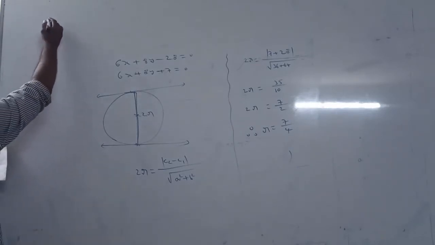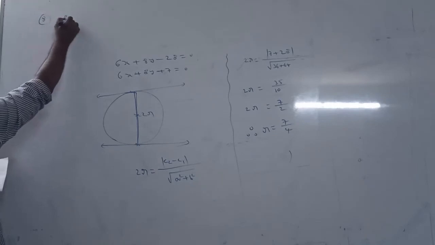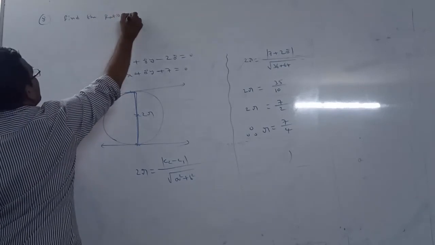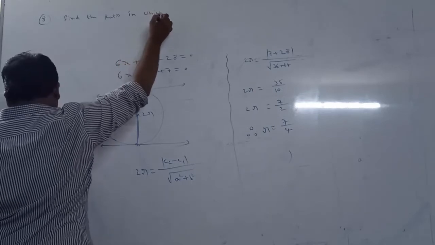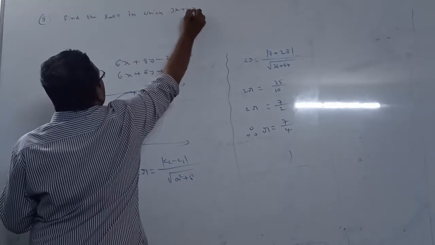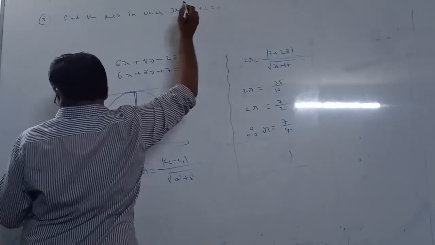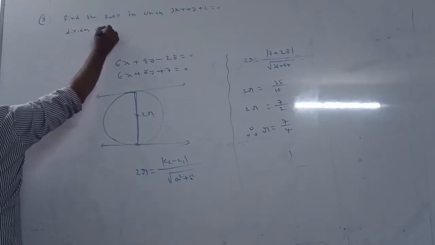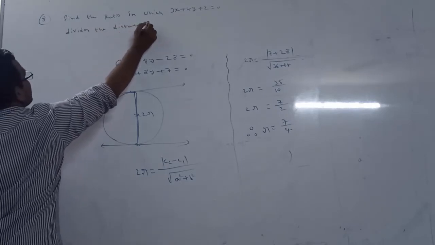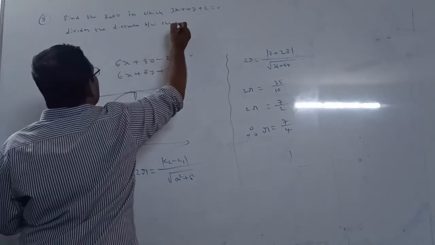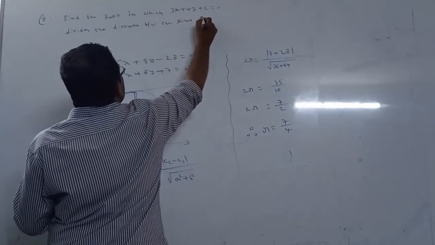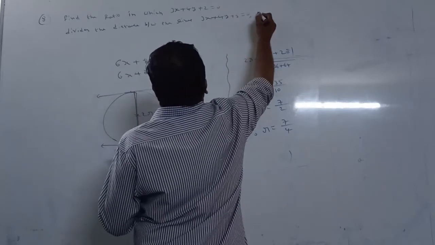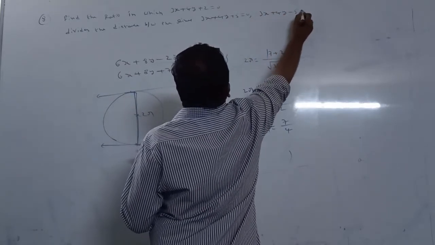Next, find the ratio in which 3x + 4y + 2 = 0 divides the distance between the lines 3x + 4y + 5 = 0 and 3x + 4y - 5 = 0.